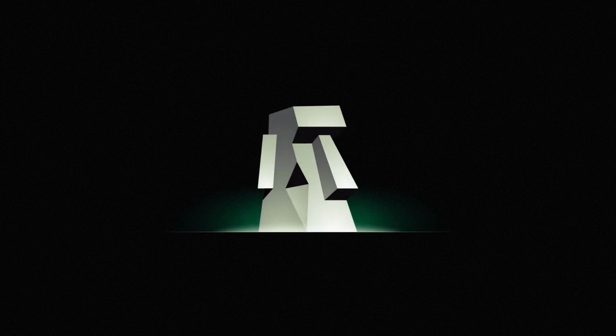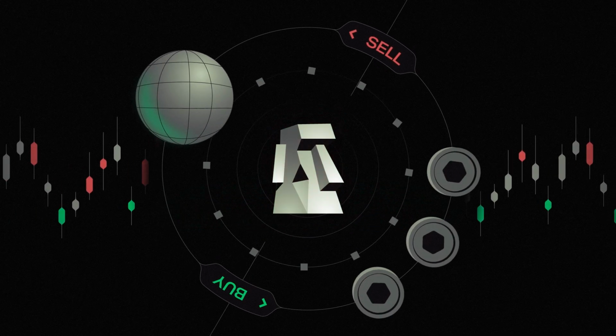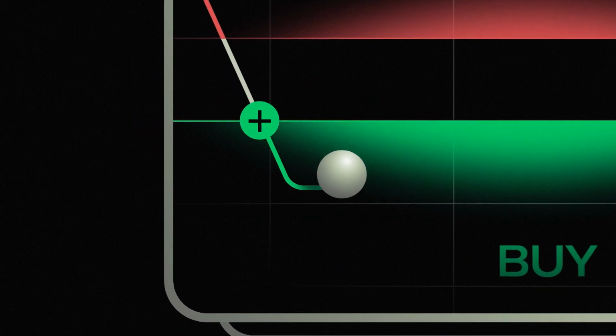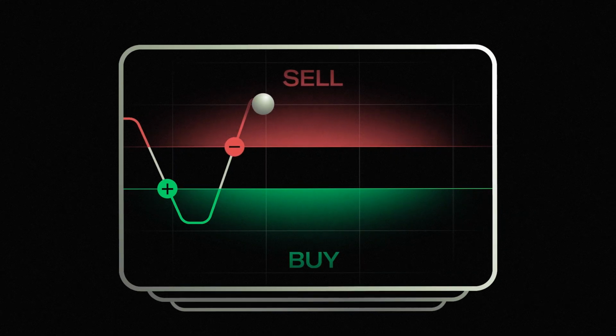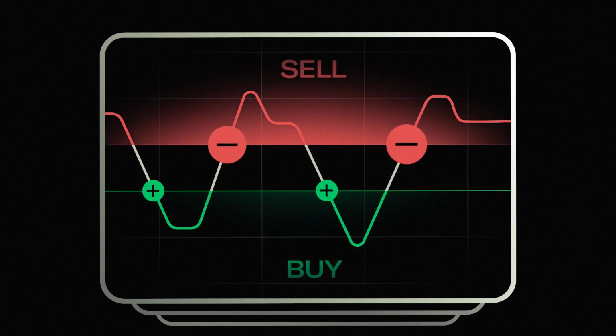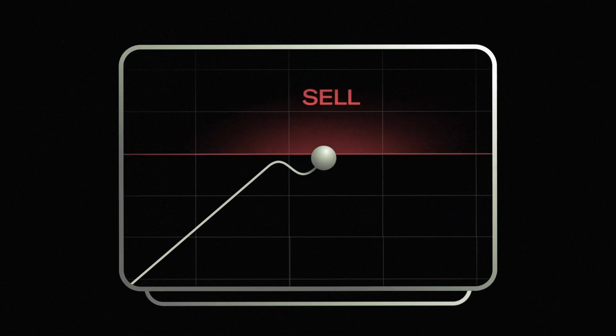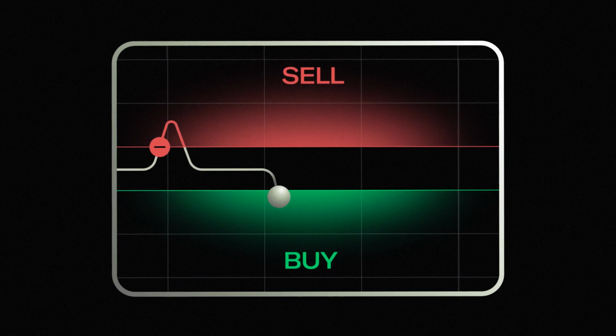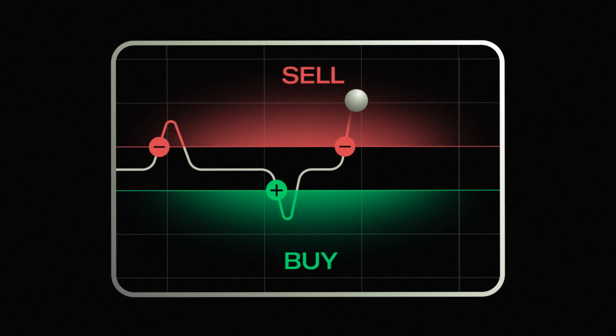Meet Carbon, a new DeFi protocol that makes automated crypto trading easier and more advanced than ever before. Say you want to buy a token when it dips and sell it when it spikes. With Carbon, you can set a strategy that automatically buys low and sells high in just a couple of clicks. Or automatically sell a token when it hits your price target. Or perform arbitrage between two stablecoins as their prices diverge.